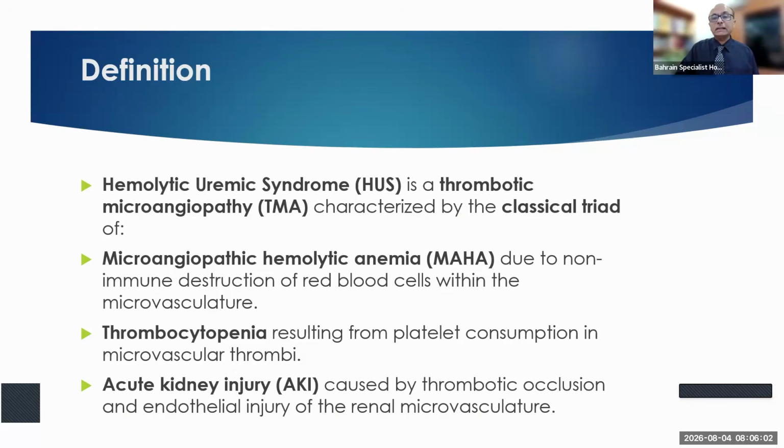It is characterized by thrombotic microangiopathy, the classical triad of microangiopathic hemolytic anemia, due to non-immune destruction of red blood cells within the microvasculature. Thrombocytopenia will be there, resulting from platelet consumption in microvascular thrombi, and there will be acute renal failure, which is caused by thrombotic occlusion and endothelial injury of the renal microvasculature.